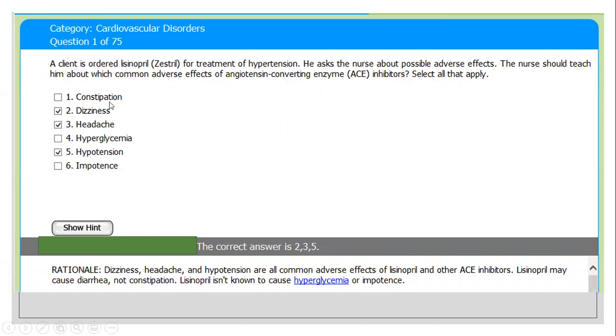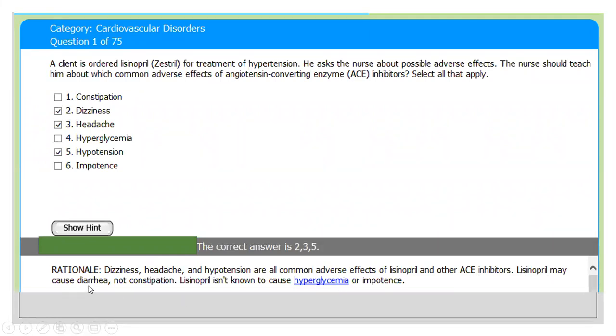Usually constipation is most common with calcium channel blockers like amlodipine. Dizziness, headache, or hypotension are the most common symptoms, adverse effects of lisinopril. So the rationale says dizziness, headache, and hypotension are all common adverse effects of lisinopril or other angiotensin converting enzyme inhibitors.